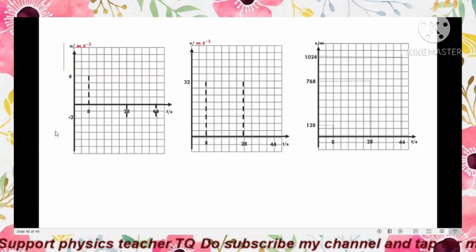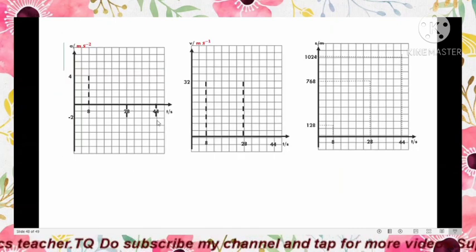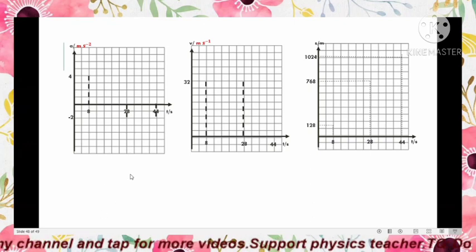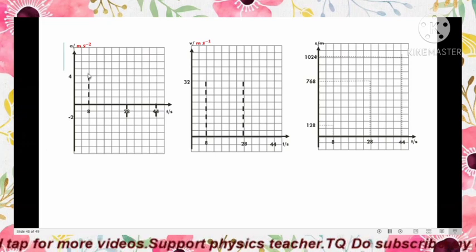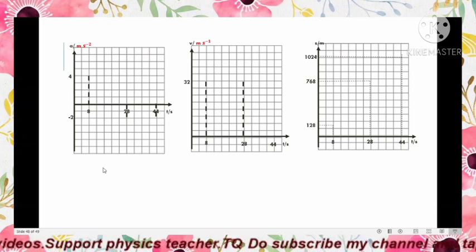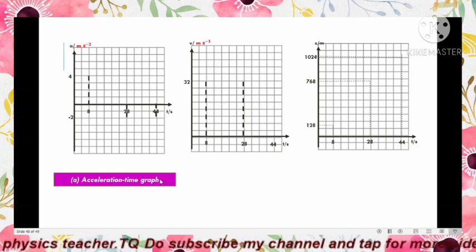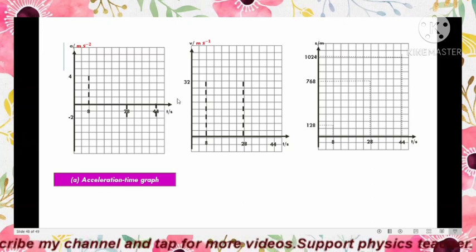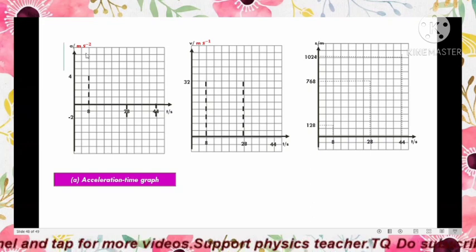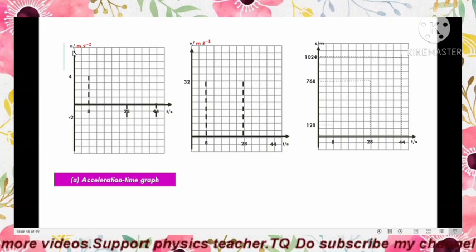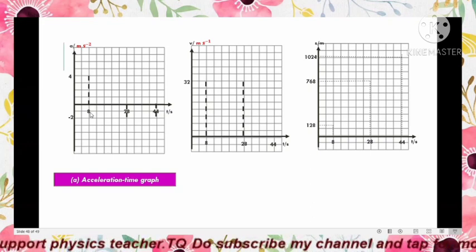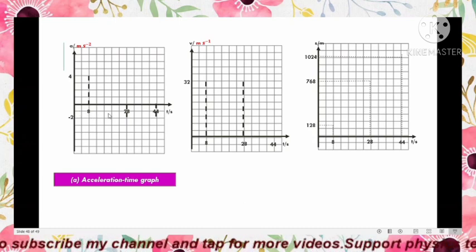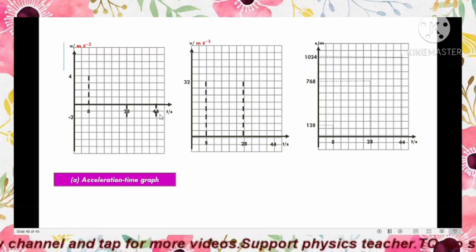Okay, let's look at the first graph, acceleration against time. By using the values that were given or calculated earlier, we can sketch a graph. So let's get the first one. This is the acceleration time graph. There is a negative value, so there must be a positive and negative part for the a axis. Okay, so the time intervals you can straight away mark. There are 3 time intervals: 0 to 8, 8 to 28, 28 to 44.